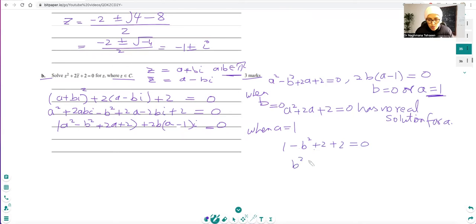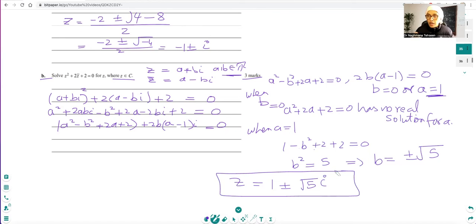So that means b squared is equal to 3. That means b is equal to plus minus the square root of 3. Okay, so what does that give us? That means the complex number z, the solution for that equation, would look like a plus bi, where a is 1, so 1 plus minus root 3 i. So that should be our answer for that question.